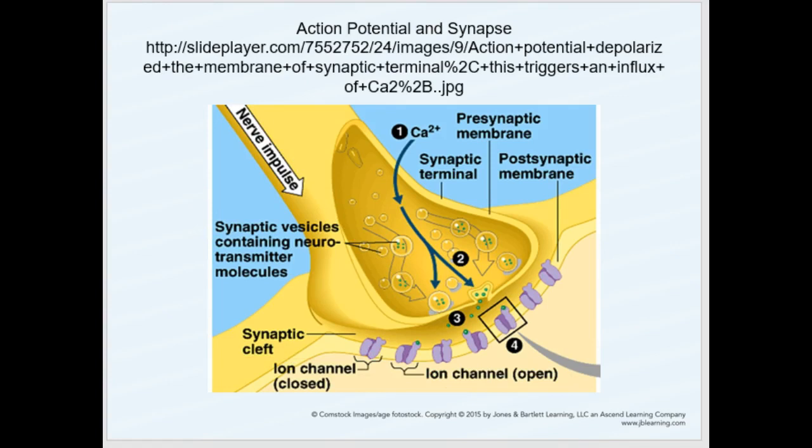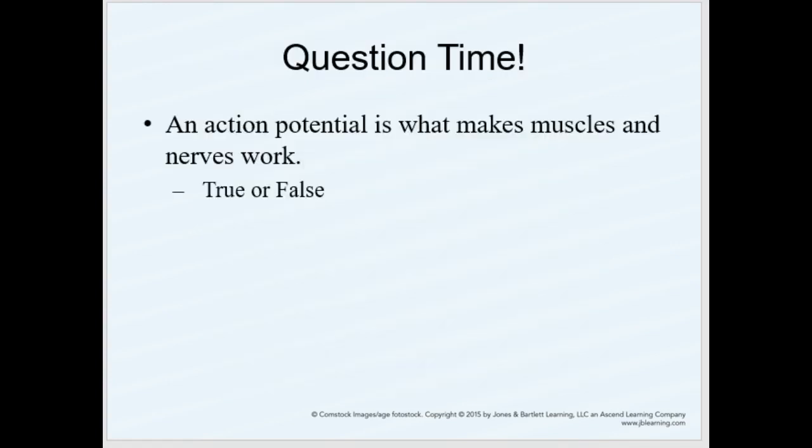All right, and that, my friends, brings us to a question time. So an action potential is what makes muscles and nerves work. I told you I was going to beat this to death, so you really know this. So action potential is what makes muscles and nerves work. True or false? You're welcome. Answer that, and let's move on.